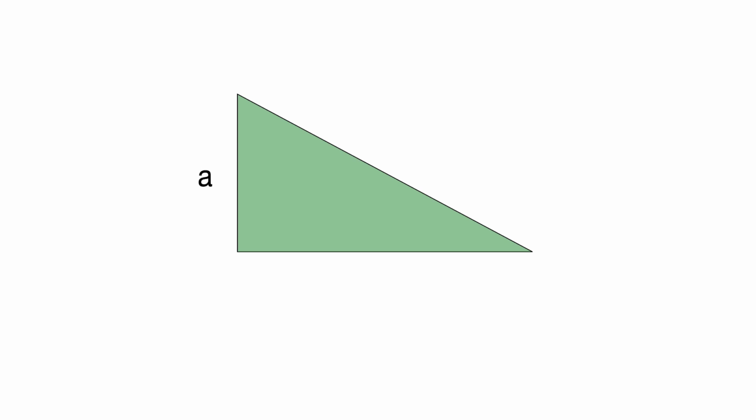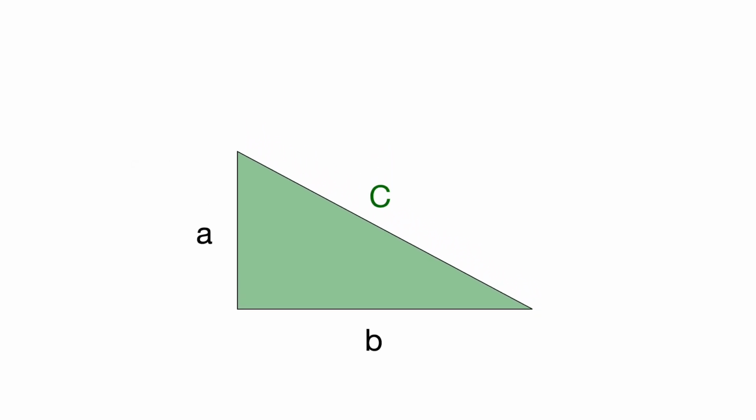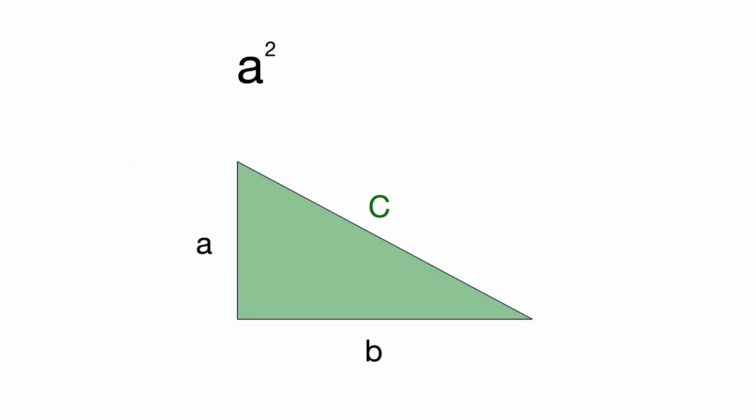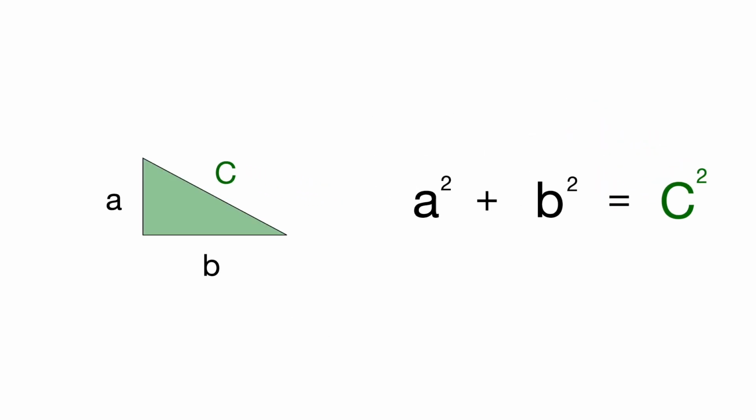So let's take a look at this in action, and we're actually going to see what the theorem itself is. The theorem states that if you have side A, side B, and side C, and side A is small side 1, side B is small side 2, and C would be the hypotenuse, then A squared plus B squared equals C squared. So that is the Pythagorean theorem right there: A squared plus B squared equals C squared. And let's take a look at what that actually means visually.